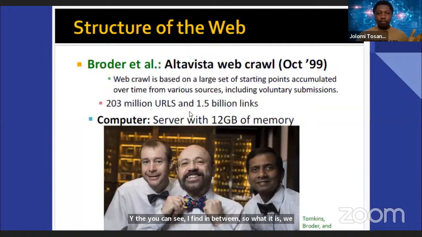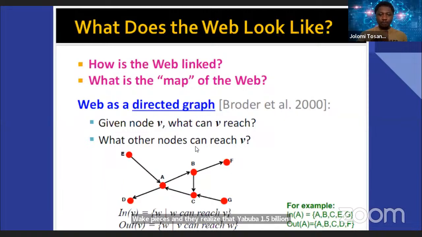So basically, these guys, Broder and others, tried to understand the web as far back as 1999. They created a map of over 203 million web pages, and they realized that there are over 1.5 billion connections between them, right? So let's look at it in more detail. Like I said, each node is a web page. When there's a connection between web pages, we create an edge. So it's a directed graph, right?